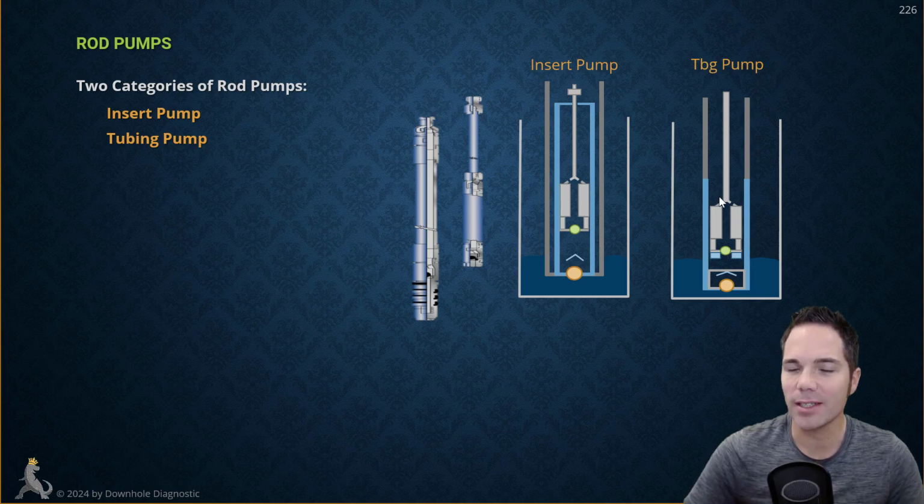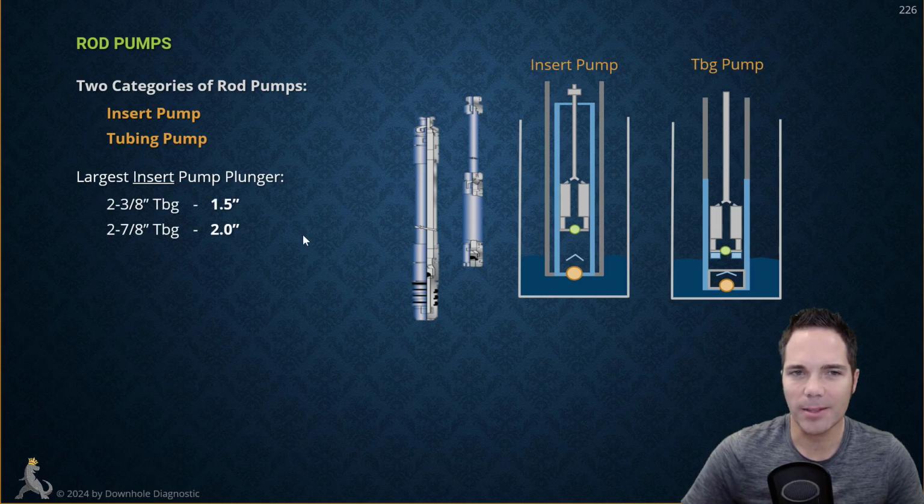Okay, but it has downsides to it because if you want to get the barrel out to refurbish it, maybe your pump barrel is worn, you're going to have to pull the rods and the tubing, as opposed to an insert pump, where you can pull it all out on your rod string. So the largest insert pump plunger that you can run. So we're looking at our insert for the main common types of tubing.